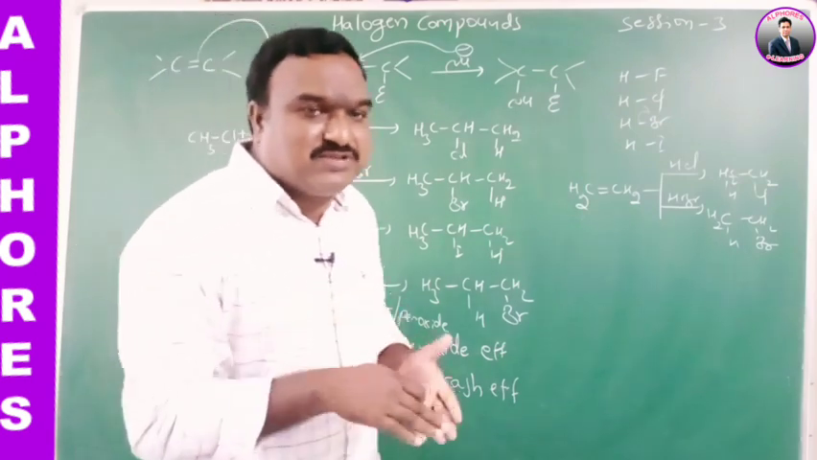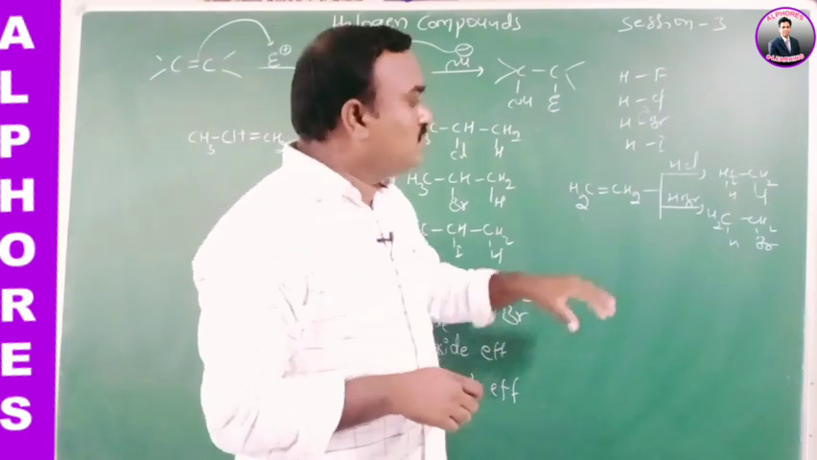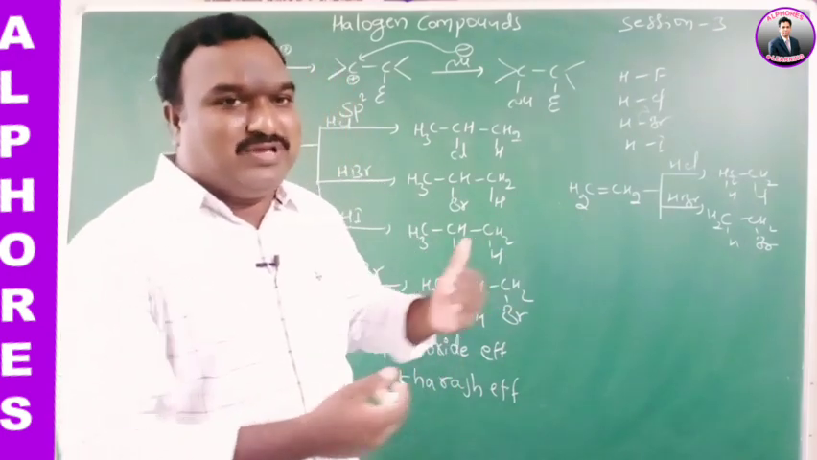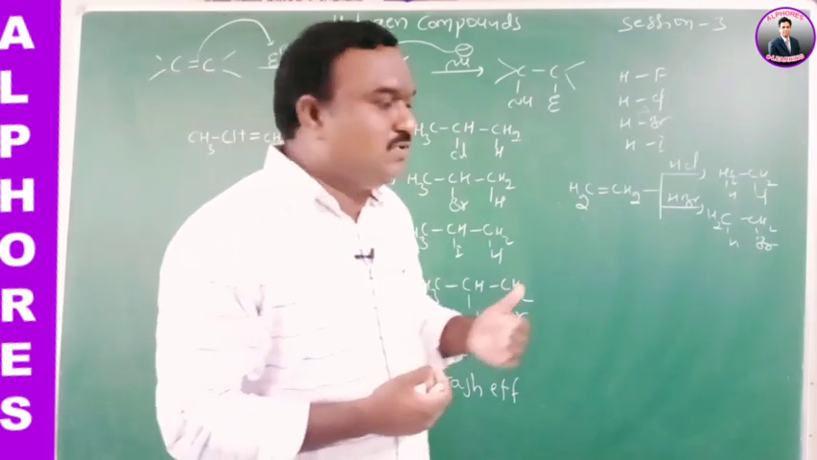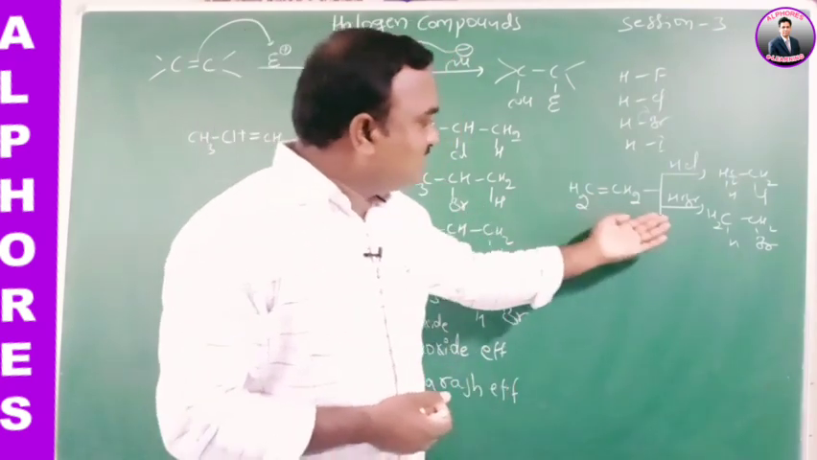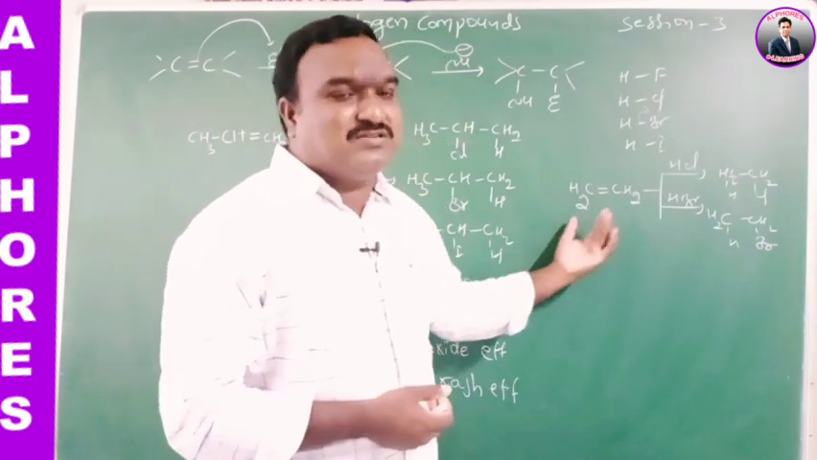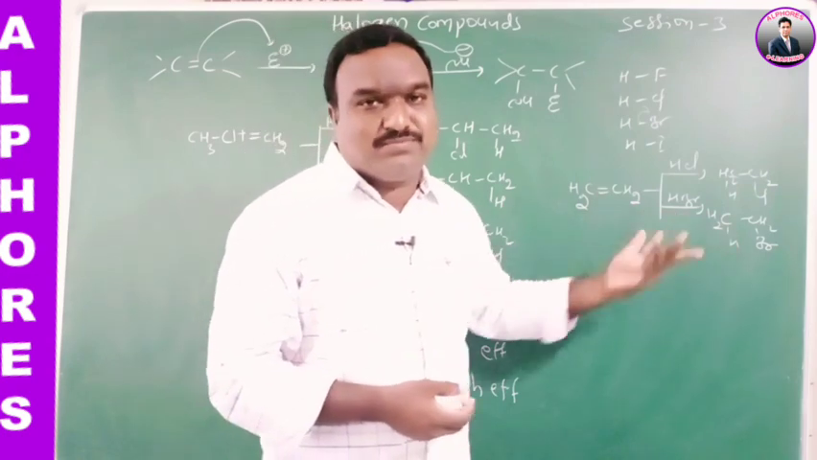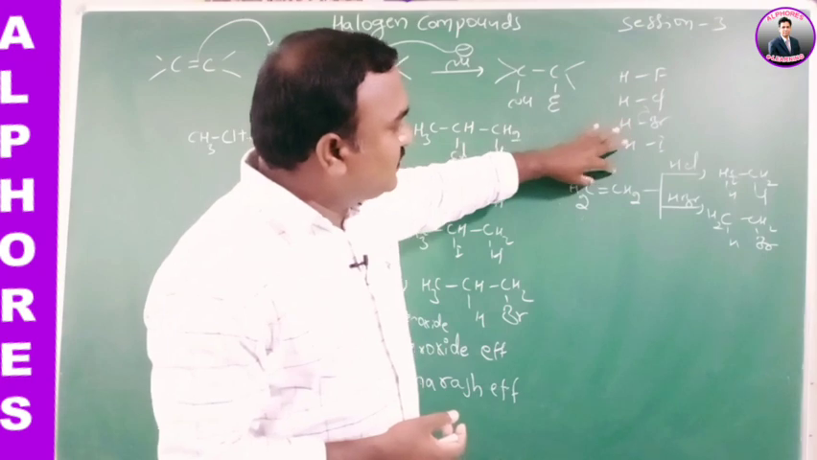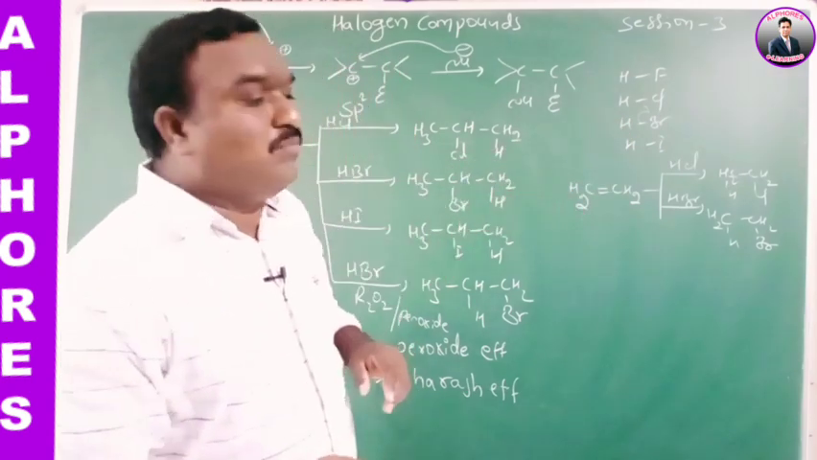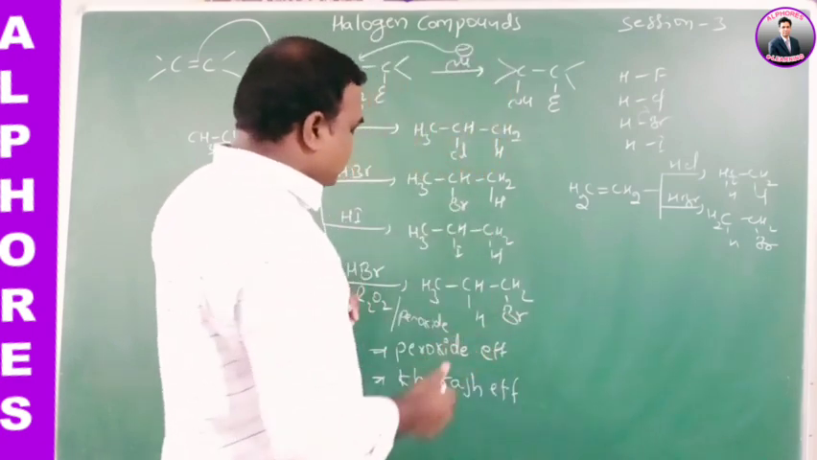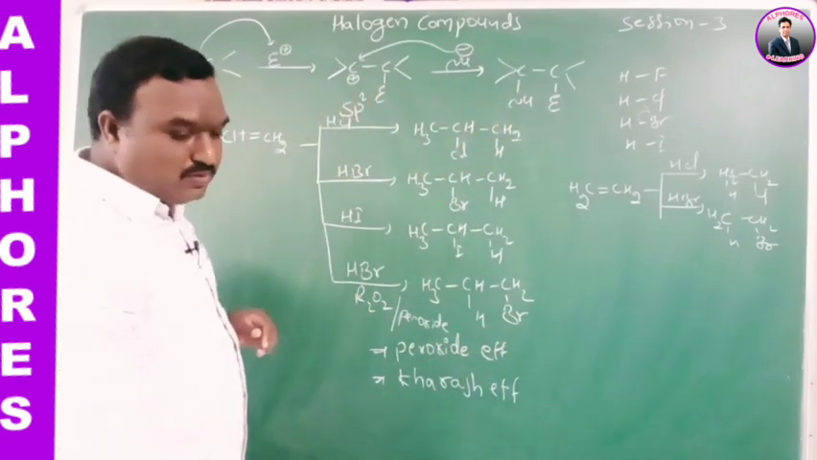For a symmetric system, we need not follow the Markovnikov rule. Wherever an unsymmetric system is given, we follow the Markovnikov rule. Even though peroxide is given, right side addition or left side addition will give the same type of product. So the Markovnikov rule is not applicable for symmetric molecules.